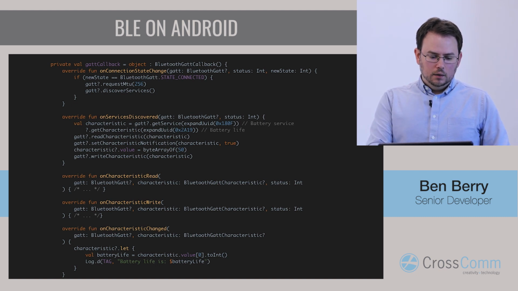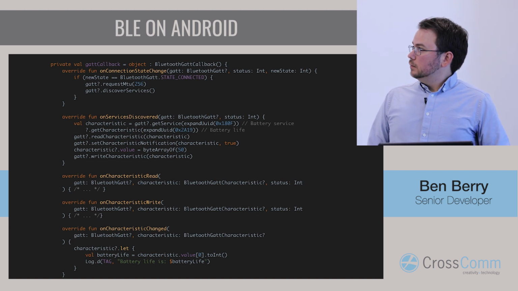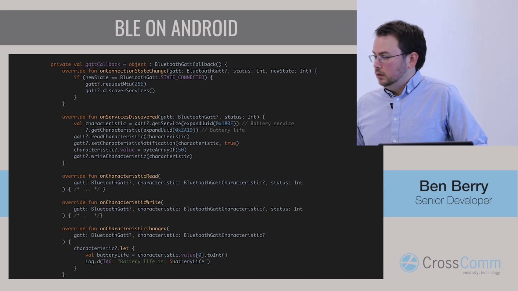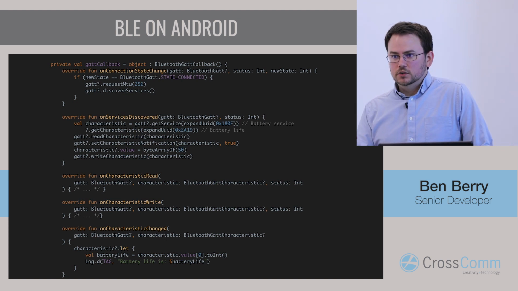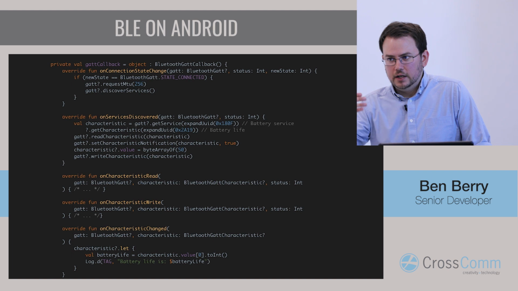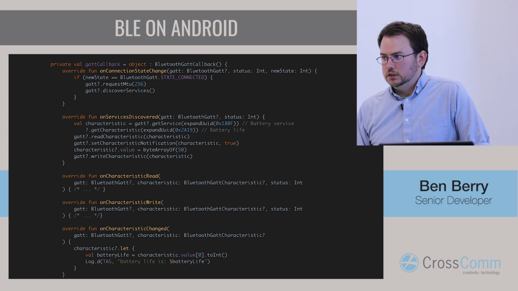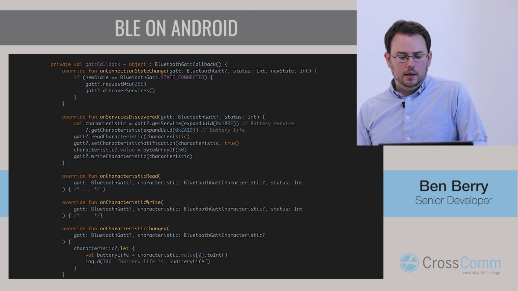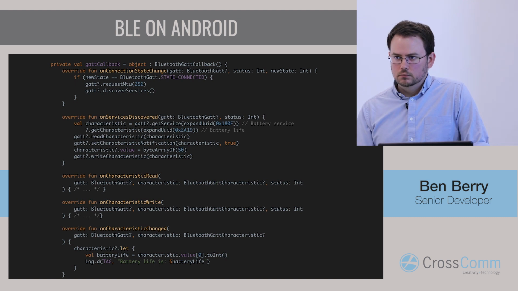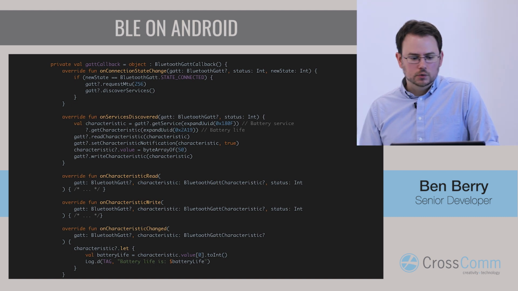You can subscribe to a notification. That's what this middle line, the set characteristic notification line, does. Once you get the characteristic, you tell the GATT, hey, tell the device to let me know when this changes. And true is just a Boolean parameter. If you wanted to disable notifications, you would set that to false, if for whatever reason you decided you knew what you needed to know from that characteristic.